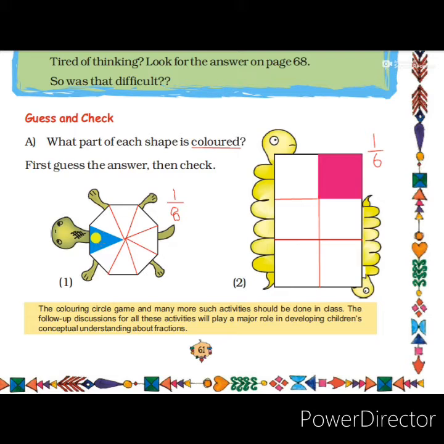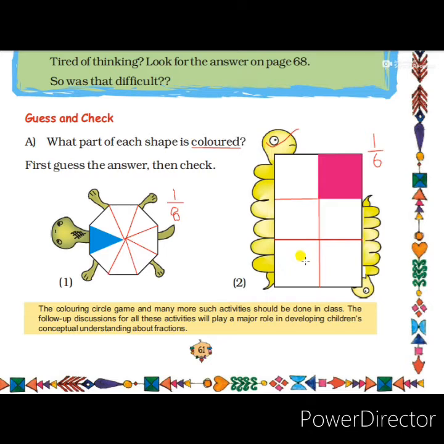See students, in the first picture there are 8 equal parts. That means it is an octagon. Among that, only one part is colored. So we have to write that 1 by 8 of the shape is colored. See the next figure. It is a rectangle. Only one part of the rectangle is colored and the other 5 parts are not colored. It is a 6. We can divide that rectangle into 6 equal parts. I have divided it. See, there are 6 equal parts.